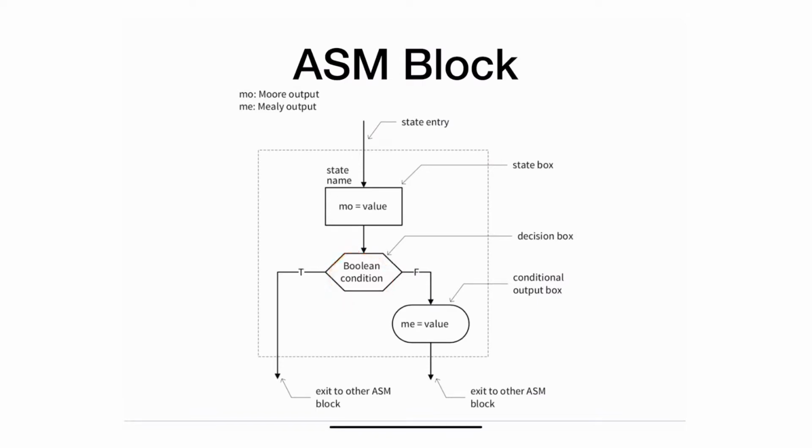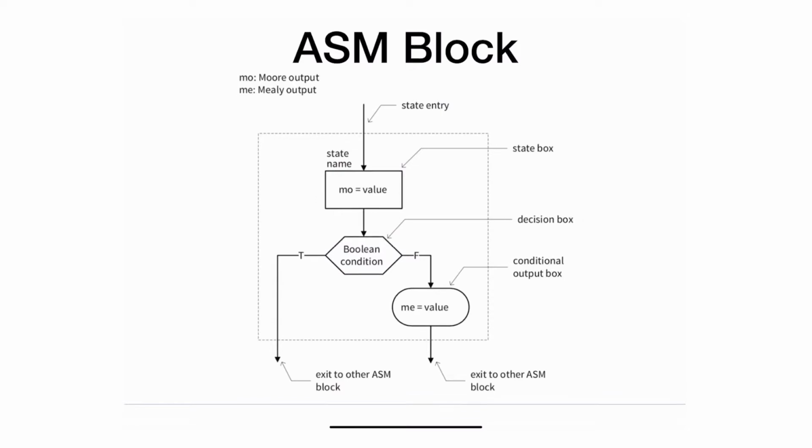If you have Mealy output, per this Boolean conditional you're going to see something we call a conditional output box. This is where you put your Mealy output, because Mealy depends not only on the current state, but also on the input, and the input is usually embedded in these Boolean conditional statements. After you follow a certain path from the entry to the output, you exit to another ASM block, which could be completely different based on the conditions.